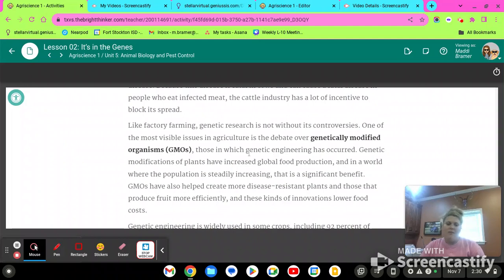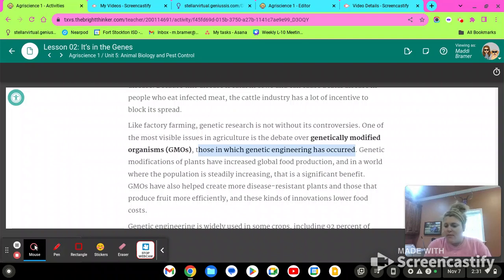One of the most visible issues in ag is the debate over GMOs, genetically modified organisms. Everybody loves to get on this debate. Those are organisms in which genetic engineering has occurred. Everything we've talked about deals with genetic engineering. We've been talking about animals, but this happens with plants as well. Genetically modified plants have increased global food production, so they're a benefit. They're great. Like I use the corn for an example.